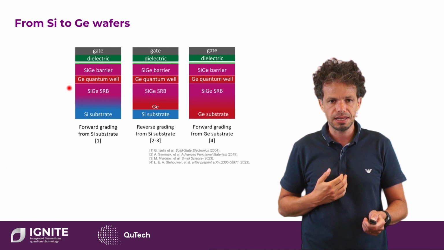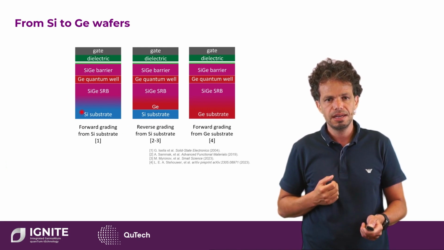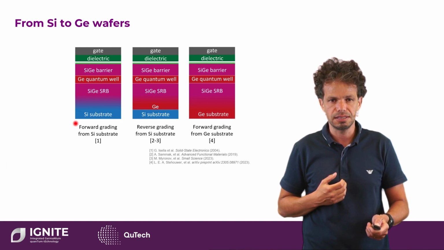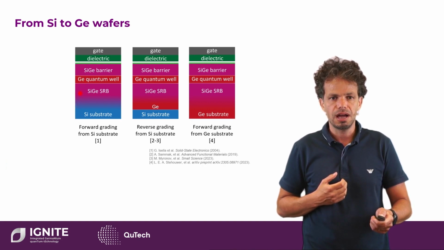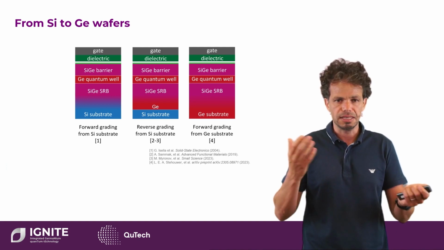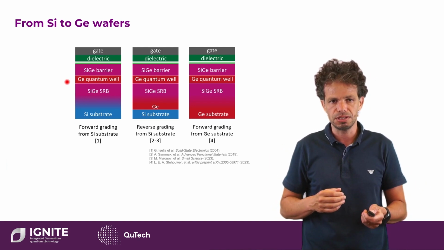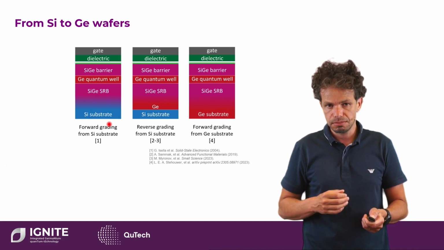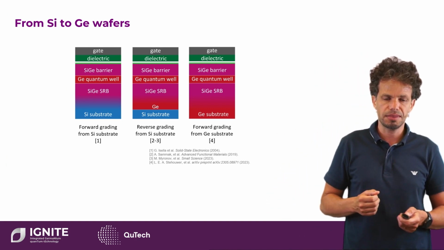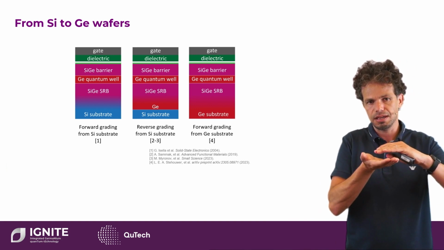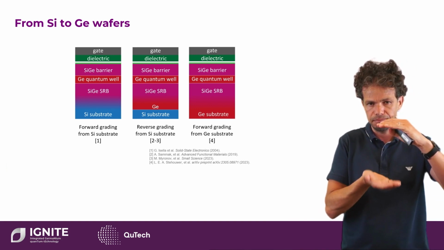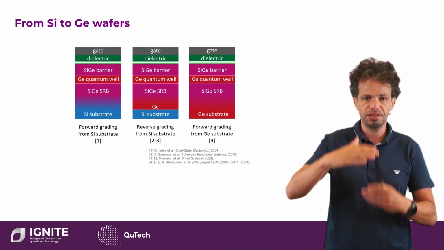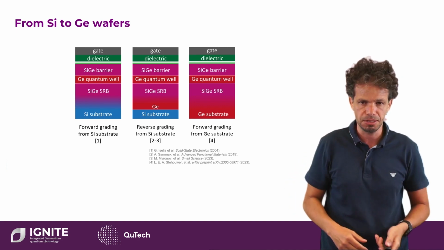How it works is that you start from a silicon substrate, and then you slowly increase the germanium content in the silicon germanium alloy up to the target that you want, let's say 70 or 80%, to achieve a nicely strained quantum well here. One disadvantage of this methodology is that it takes many microns of material to grow to be able to fill the gradient from 0 to 70 or 80%.